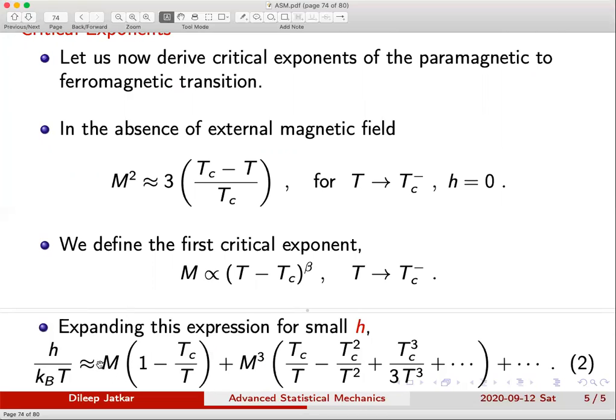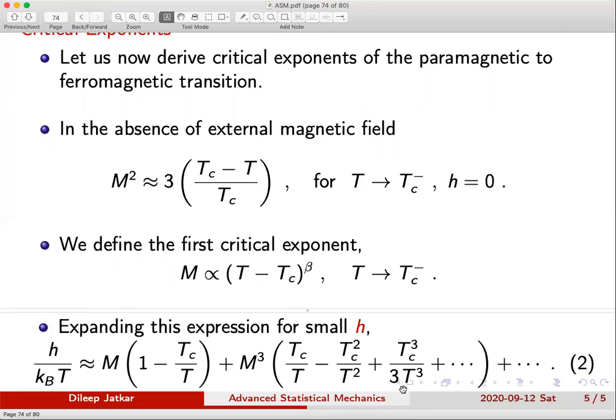Of course, one solution is m is equal to 0, okay, because this right hand side is equal to 0. So m equals 0 is a solution, obviously, which of course we know from the plot also. The other solution is m squared is equal to 3 times Tc minus T upon Tc. Okay. So you can check, you can manipulate this expression to see that this is the answer.